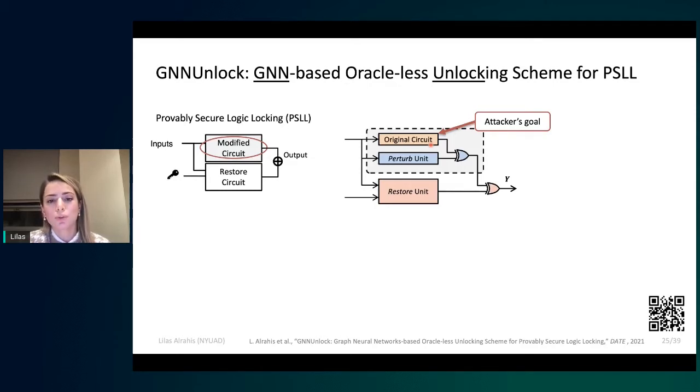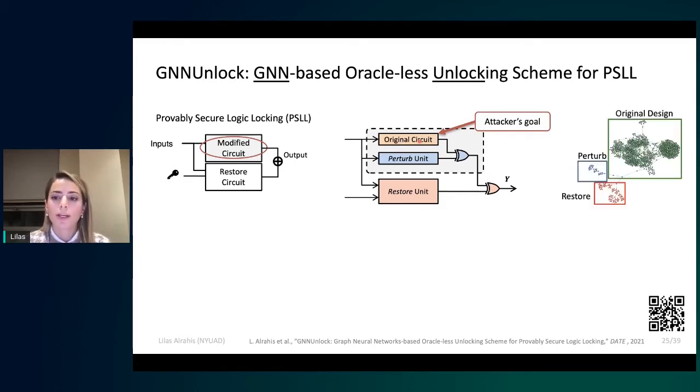So they have a specific functionality and they have some specific characteristics. And what we wanted to do is represent this circuit as a graph, and based on the structural information that we can extract from this graph, figure out which nodes belong to the restore block, which nodes belong to the perturb block, and which ones belong to the original circuit. So basically, we will get an output like this. By representing the circuit as a graph and passing it to the graph neural network, we will be able to identify where's the perturb, the restore, and the original design.